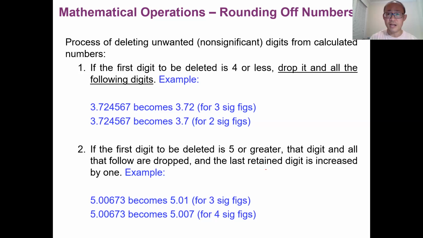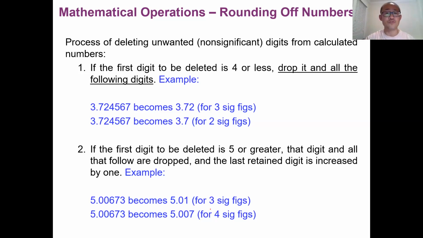If the rounding needs you to round to 3 sig figs, for example, then you look at the fourth one. If the rounding asks you to round to 2 sig figs, you look at the third one. No matter what digit you're looking at, if the digit is 4 or less, you round it off, you drop it. If the digit is 5 or greater, you round it up. You add 1 to the previous digit.